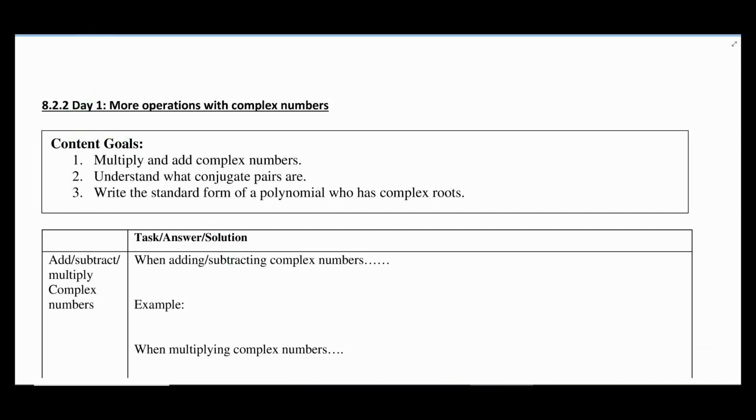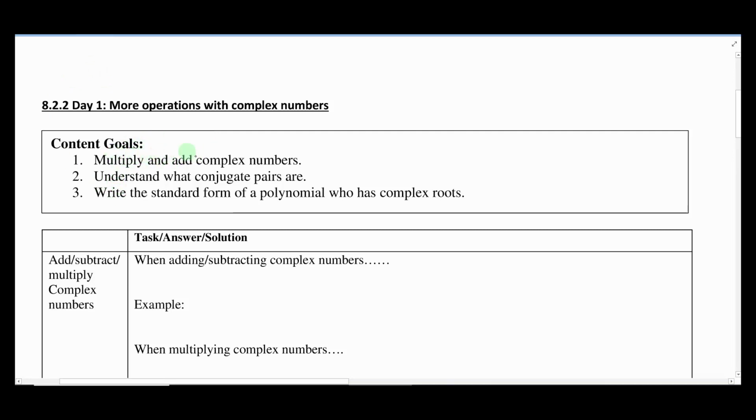We're going to be talking about more operations with complex numbers today, among other things, such as learning how to write an equation. If we knew the complex roots, we want to be able to write the equation in standard form for a polynomial that has complex roots. So our goals are pretty simple today.